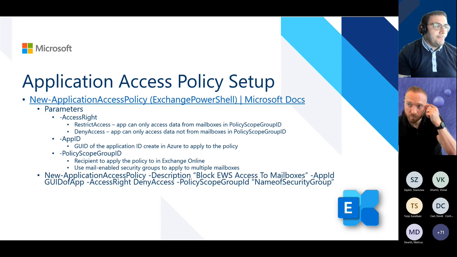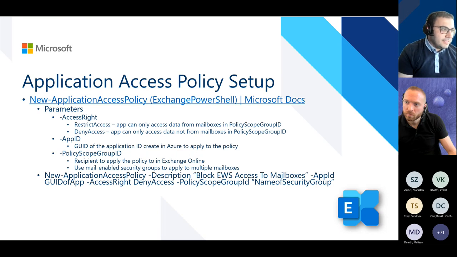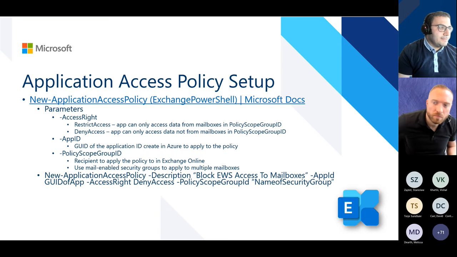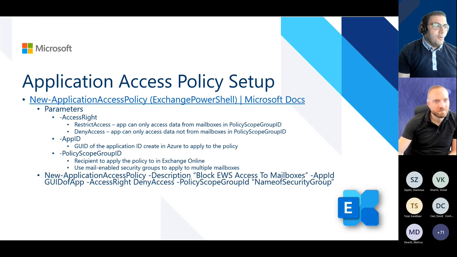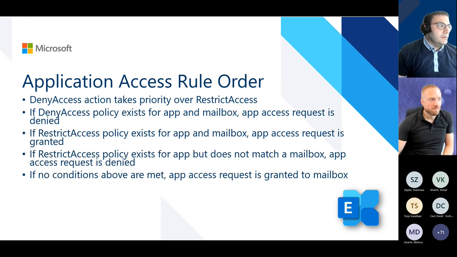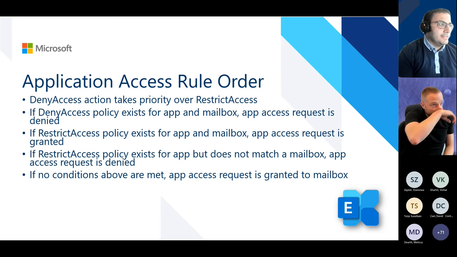So with that app model, if you have 500 mailboxes and 50 mailboxes in this security group affecting this app access policy, EWS access is allowed to those 450 mailboxes. But when you hit one of the 50 mailboxes in the security group, that's where you'll get the access denied. So here's the rule order, which I know, like I said, is a little bit confusing.